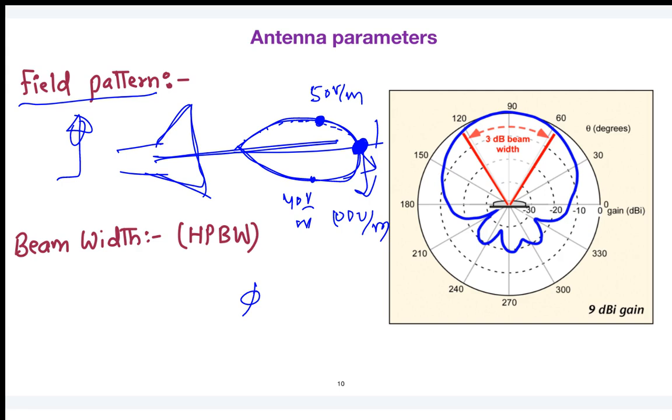Or sometimes, instead of the normalized field pattern, they directly give the field pattern. So field pattern means you can take 150, straight away you can take the absolute value. Now you can see the diagram, it will be clear.